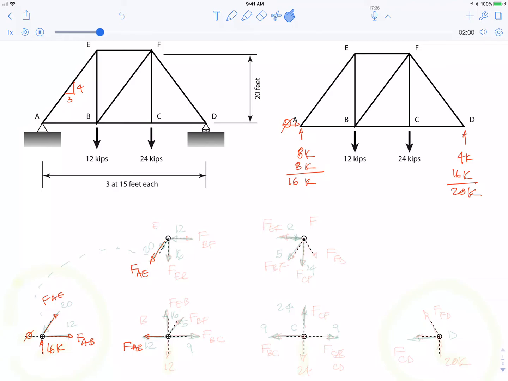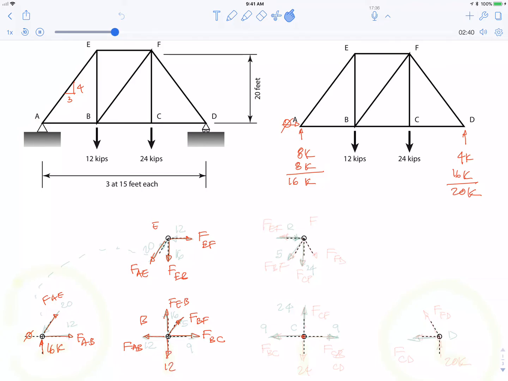Okay, up here at joint E, there's a FEB and FEF, all unknown. Let's go down to joint B. Their equal and opposite is that FEB. That diagonal is going from FBF. You know, FB, FBF, those are all the same. You can change the letters, it doesn't really matter. And this is FBC, and we know that this is 12 at joint B.